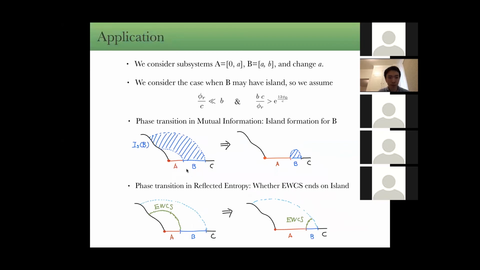I have pictures here. Let's think that A is this region and B now goes to the infinite region. Then the entanglement cross section corresponds to this curve, and the entanglement entropy for subregion A coincides with this entanglement cross section. Agree.